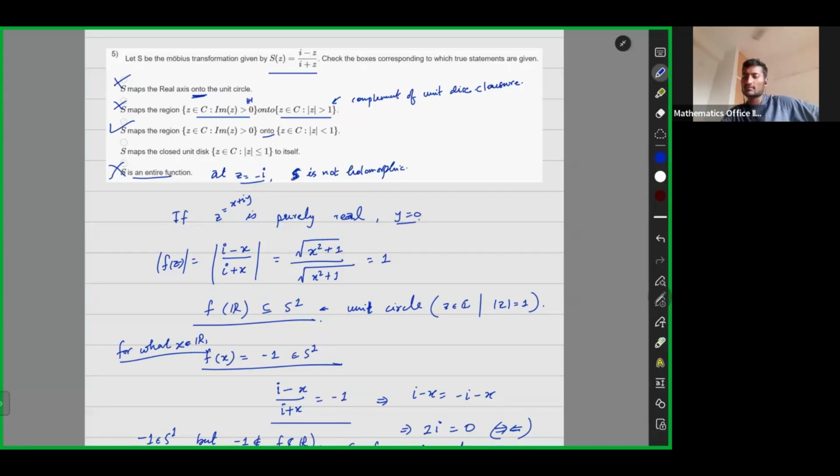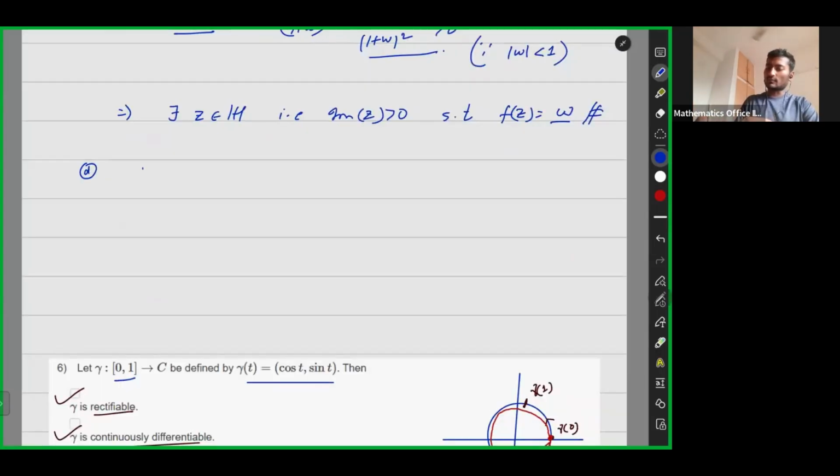So we have the next option. Let's take some time to think about this. When modulus of z is less than or equal to 1, we have to show modulus of S of z is less than or equal to 1. So mod z is less than or equal to 1 is given, and using this we have to show this is less than or equal to 1. Is this correct or not?